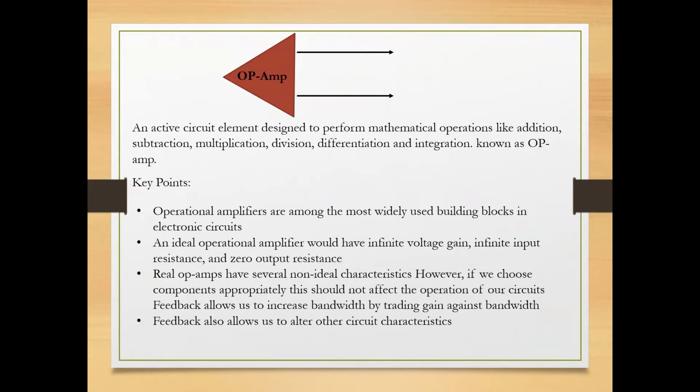An ideal operational amplifier would have infinite voltage gain, infinite input resistance, and zero output resistance. Real operational amplifiers have several non-ideal characteristics. However, if we choose the components appropriately, this should not affect the operation of our circuits.